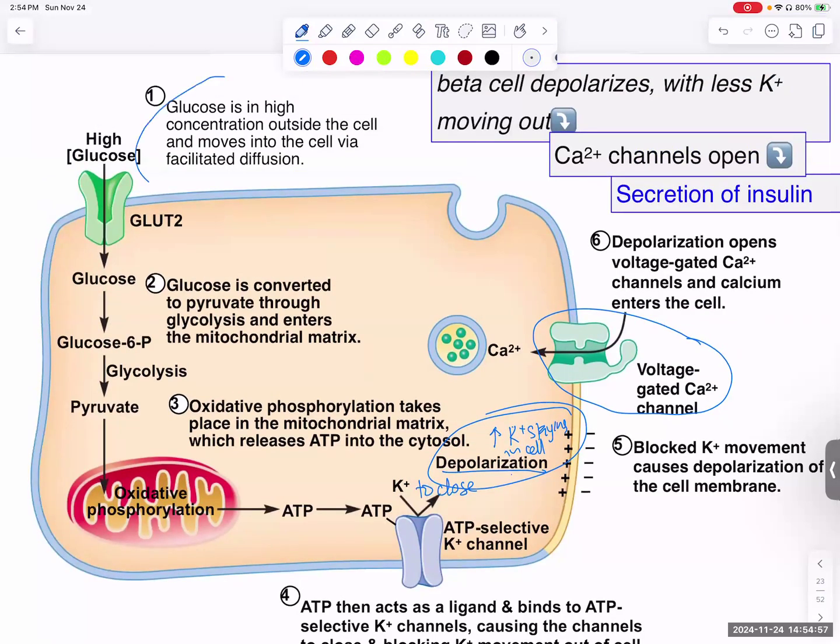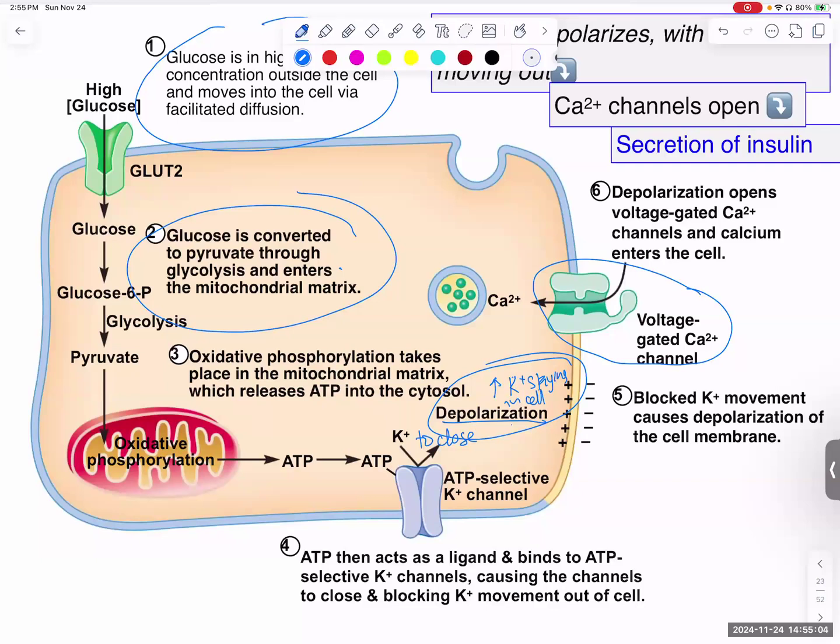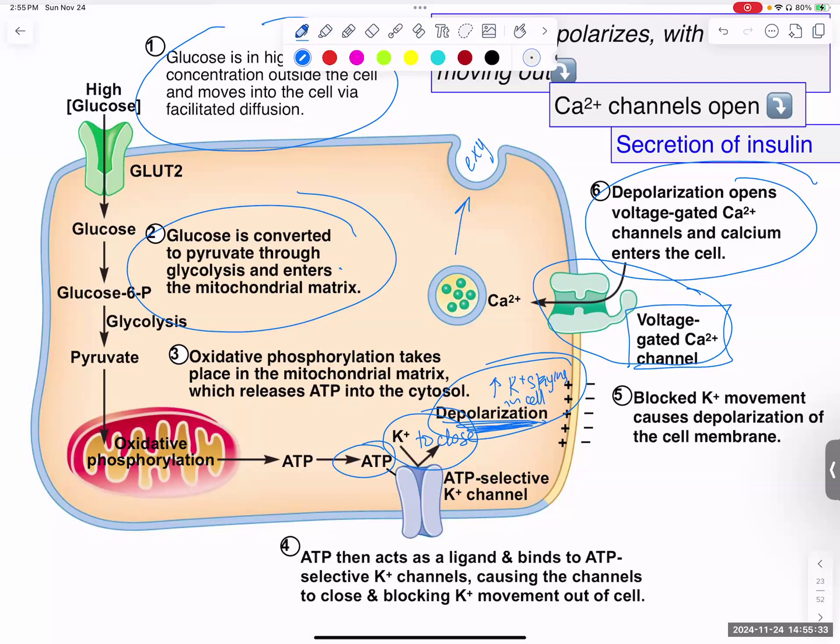So again, going through it, high glucose levels come into the cell. Glucose is converted to pyruvate, then goes through the Krebs cycle and oxidative phosphorylation, and produces ATP, which closes the potassium channels. Now you have depolarization, an increase in the positivity inside the cell, a change in voltage because it's getting more positive. Voltage-gated calcium channels open, and calcium comes into the cell. Now, just like all things, calcium is going to cause the exocytosis, let me spell it correctly, of, you guessed it, insulin. Secretion of insulin.